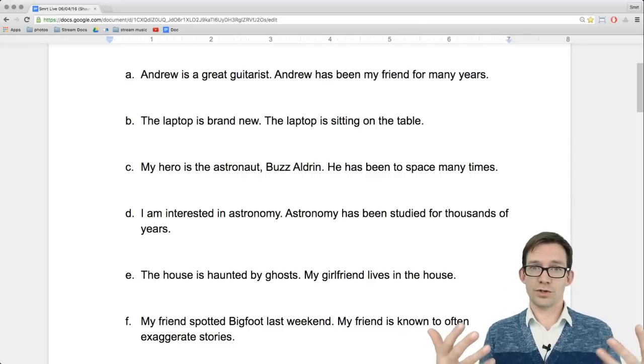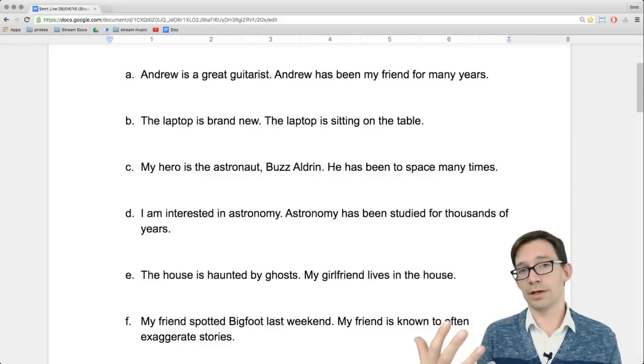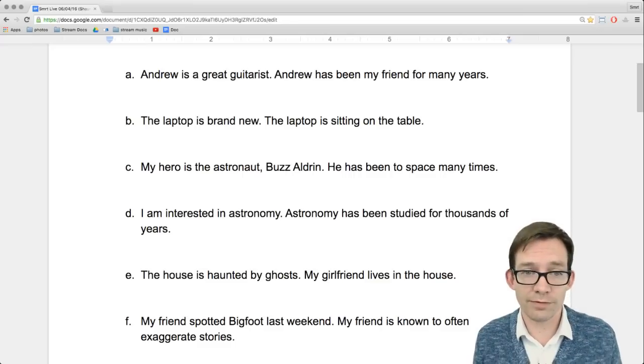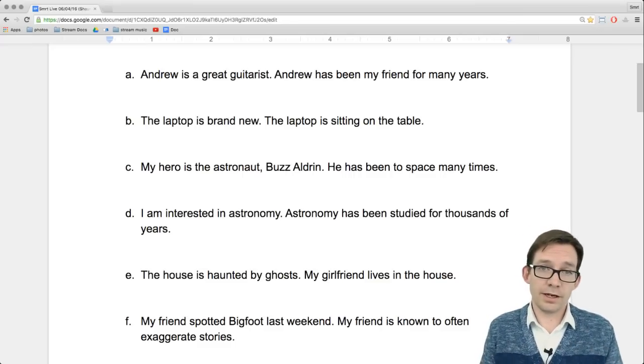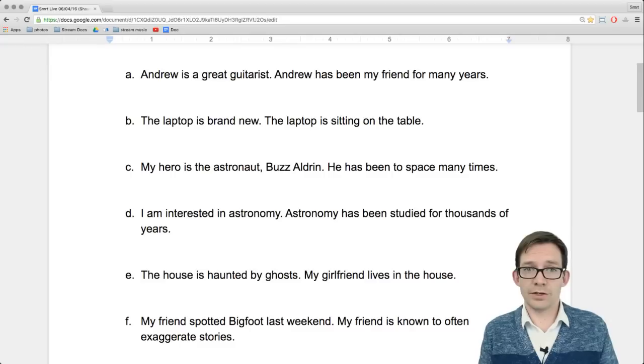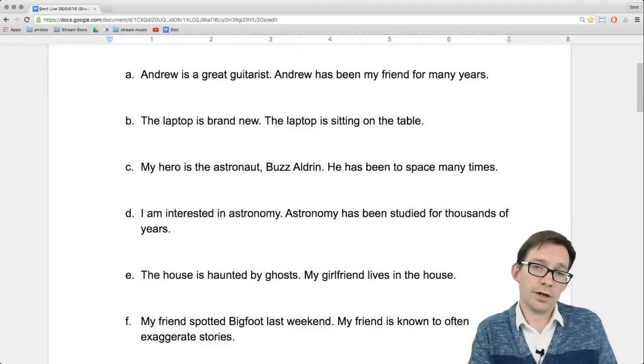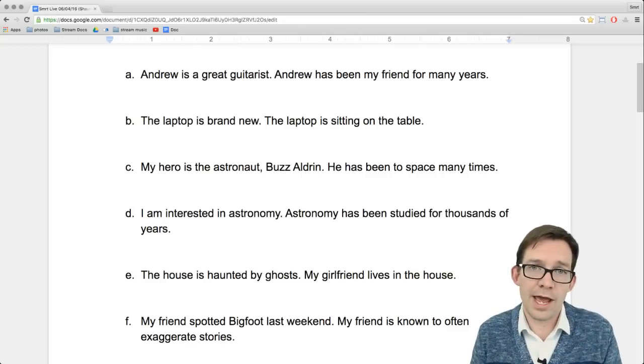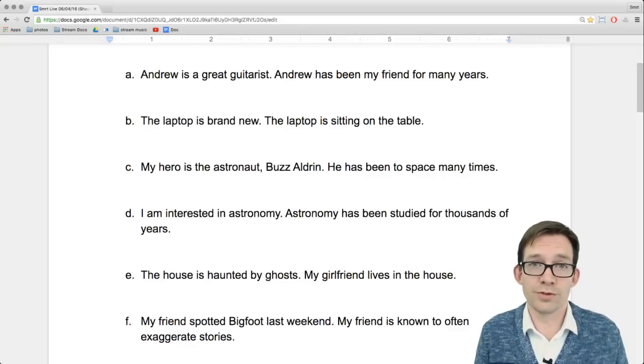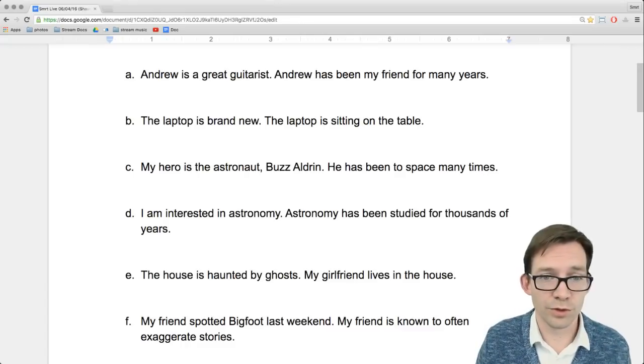And what you need to do is combine the two, making one of them an adjective clause. So you have to decide, does it need to be defining or non-defining? Okay, so do you need this information to understand the person or thing I'm talking about? Or is this just extra information that you're adding just to make your sentence more interesting? Okay, so the first one we'll do together.